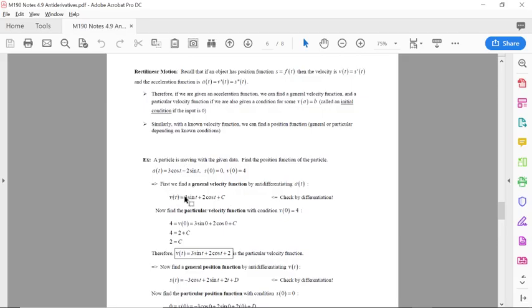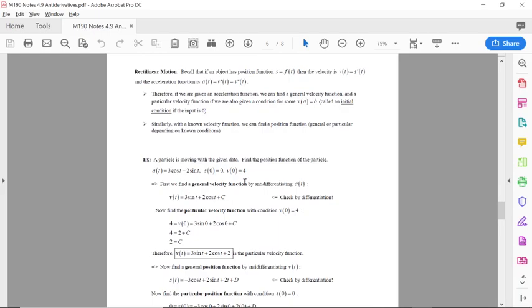So this is a family of velocity functions associated with this acceleration function. Now to find the particular velocity function, given that v of 0 is equal to 4, that's saying that the initial velocity was 4, let's say 4 meters per second, or 4 feet per second. So now we can find out what the value of c is. That's the initial velocity. We could also call c v subscript 0, because it is the initial velocity, where the input is 0.